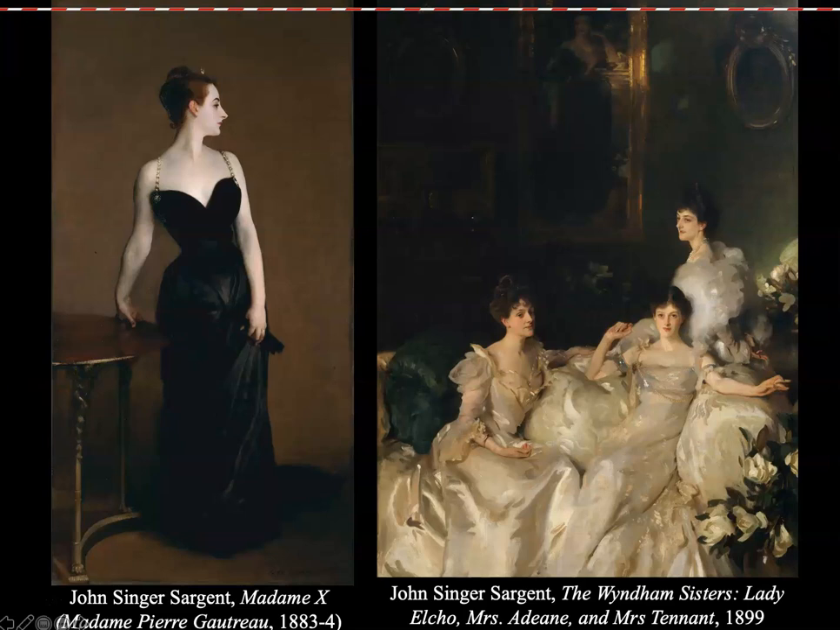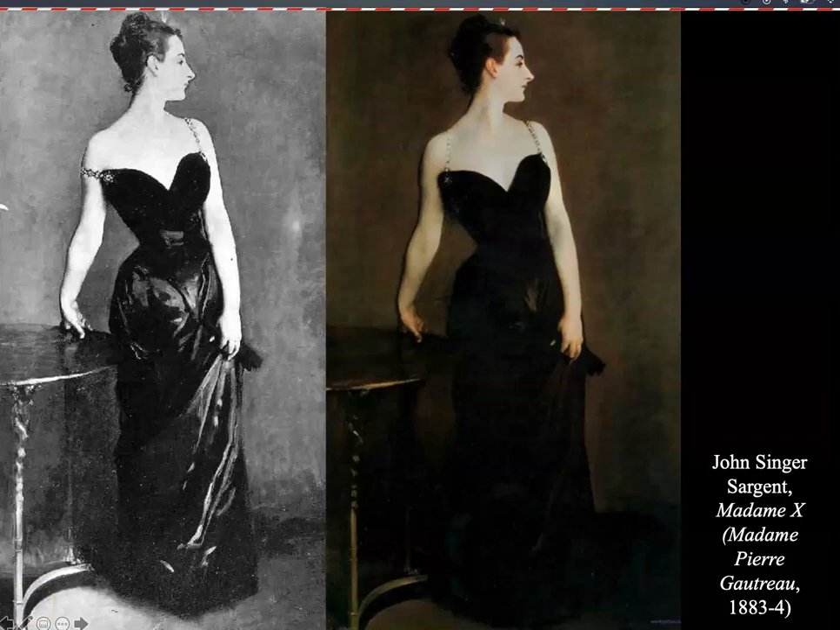And this painting was quite controversial at the time because when he originally painted it, sorry that this image is a little pixelated, but you can see here how John Singer Sargent originally painted it with her strap down, actually. So this very sexually alluring moment here, and the Academy thought it was quite scandalous, so he ended up painting it up on her shoulder.